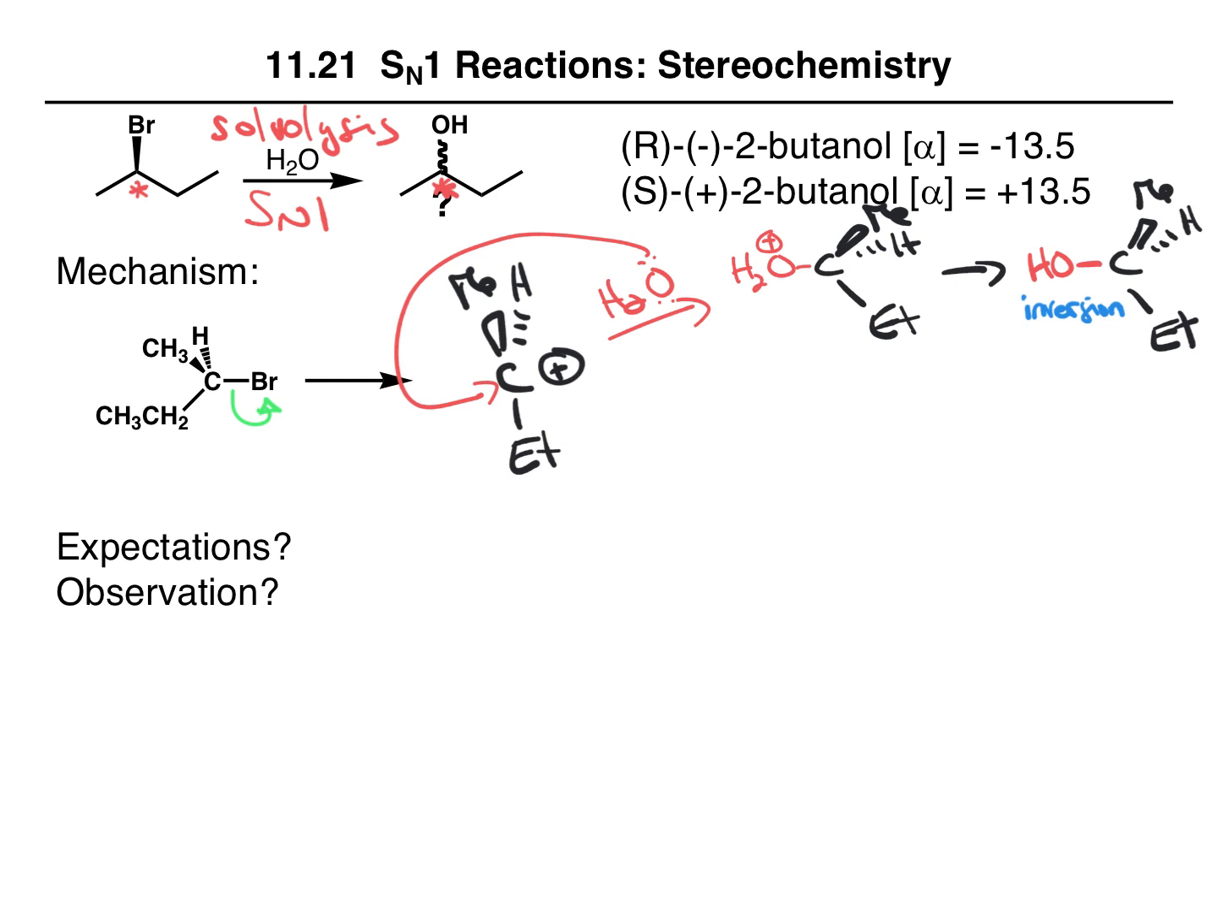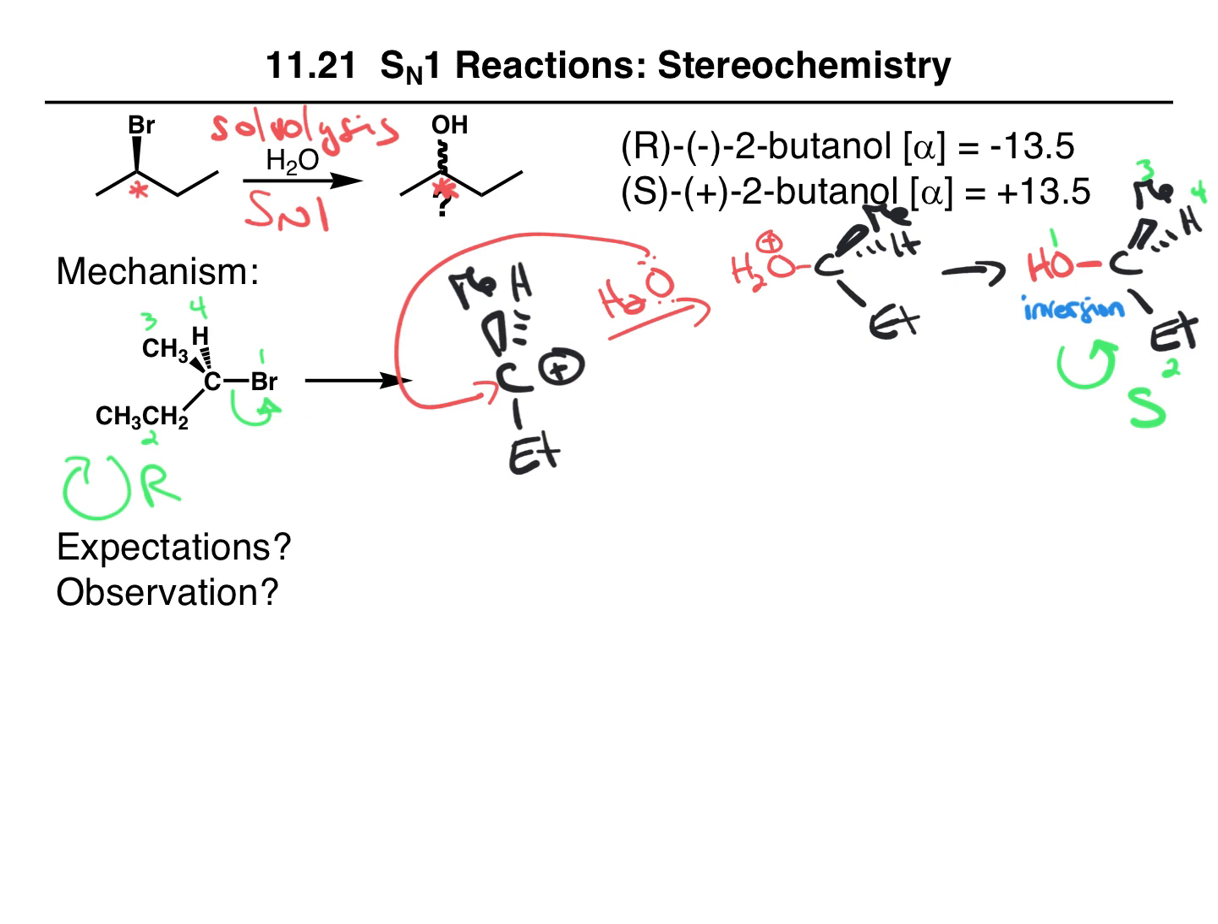And more specifically, we are starting out with priority 1, 2, 3 with our lowest priority back. And then we trace 1, 2, 3 clockwise with our lowest priority back. So this is the R configuration. When we look at our product, this is priority 1, 2, 3, and our lowest priority is back. So now we are going 1, 2, 3 counterclockwise. So this has the S configuration.